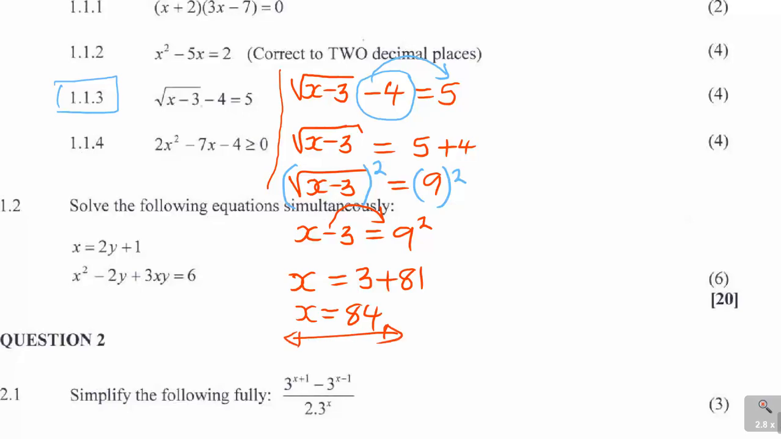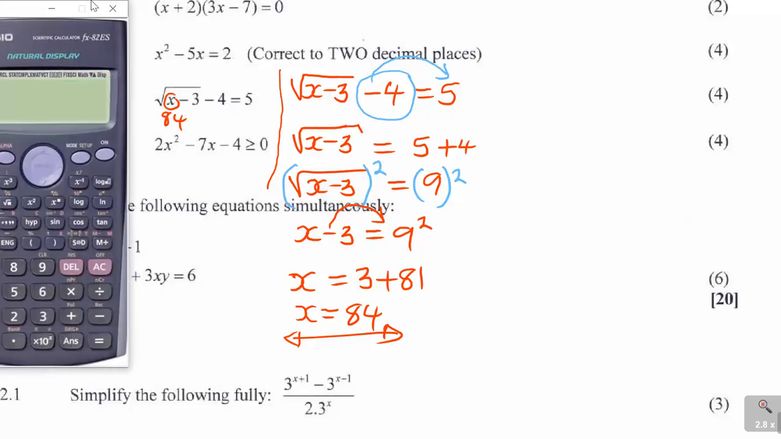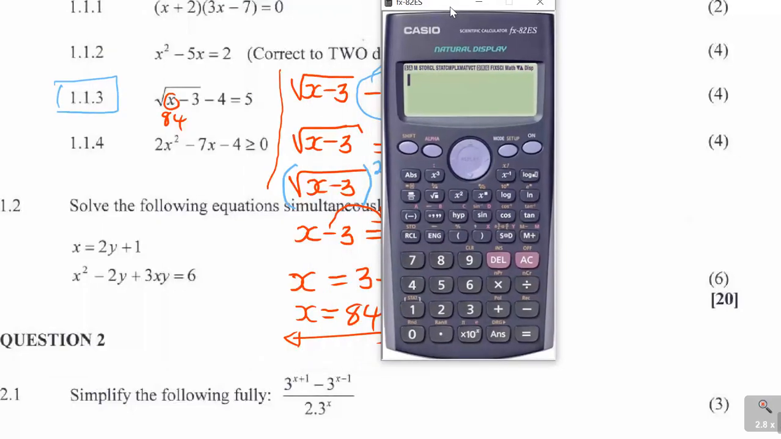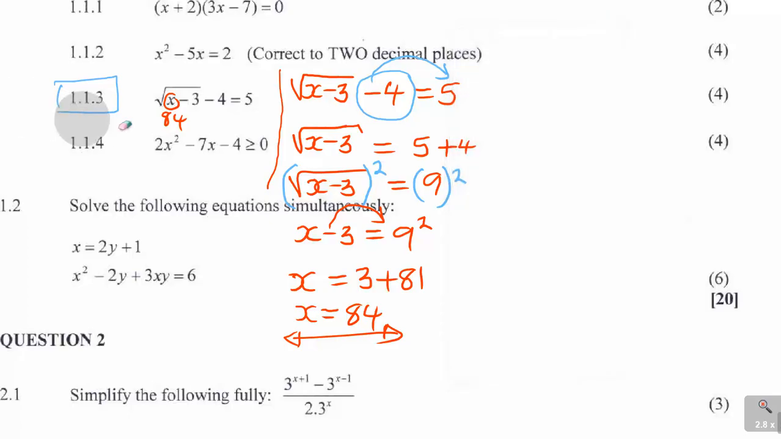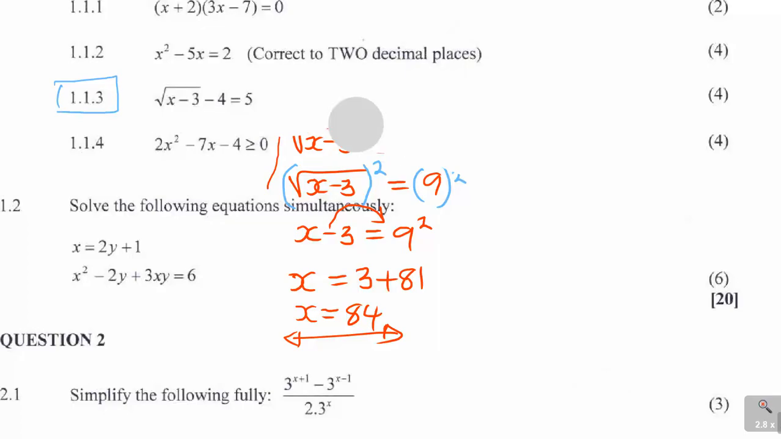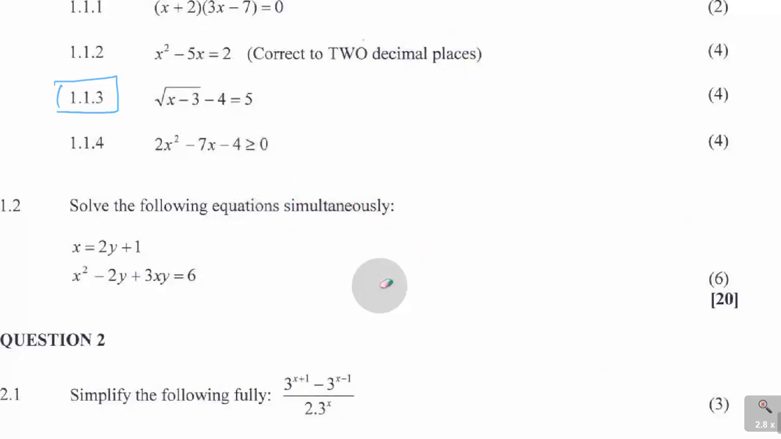You need to test it. Where there is x, you are going to have 84. So let's test that and see what answer it will give us. It must give us 5 if we put 84. So the square root of 84 minus 3, then plus forward and say minus 4, because it's not under the square root. You see, it's giving me a 5, which is correct. So that is how you can approach this particular equation, and I hope this is making sense.